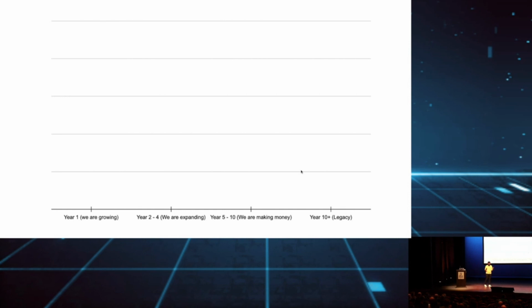And then in 2 to 4 years, they kind of expand. They bring in more developers inside the team, and they also expand on their business. And then after that, around 5+ years, they are making money. And then at 10 years, we are going to call them a legacy company. So let's consider this as a company. This is a company, any company.